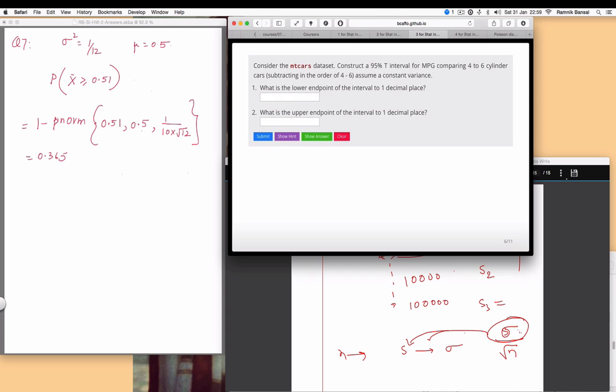So consider the empty cars constructed 95% T interval for MPG comparing 4 to 6 cylinder cars. Assume a constant variance. So I think we just need to perform the T test part here. Did I go through in the class T test for you guys or no? I didn't see the video. Sorry. So I think then in that case I need to kind of explain the T test because otherwise it doesn't make sense. Because all of these questions are not from fundamentals, they are all from T test.